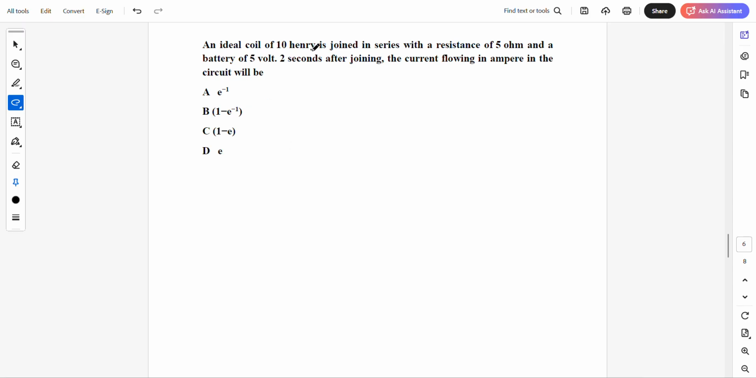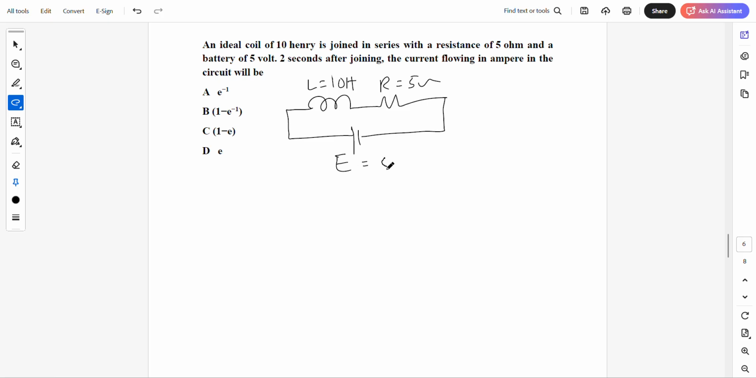An ideal coil of 10 Henry is joined in series. Again you have been given an LR circuit. It is connected to a 5 volts battery. L is 10 Henry, R is 5 ohm, and the battery E is equal to 5 volts.